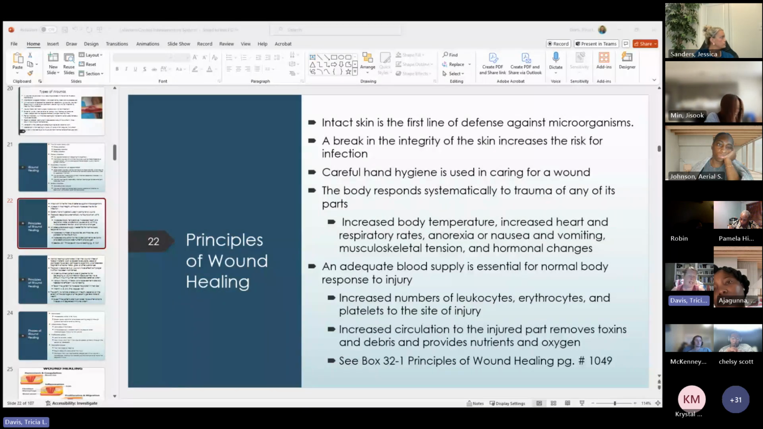We know that any type of wound has to have an adequate amount of blood supply in order to heal properly. So one population of patients that we worry about is our diabetic patients, because their blood glucose is usually not always controlled. We have higher rates of glucose in the blood, which makes it more viscous, and we can't get good blood flow to that area.